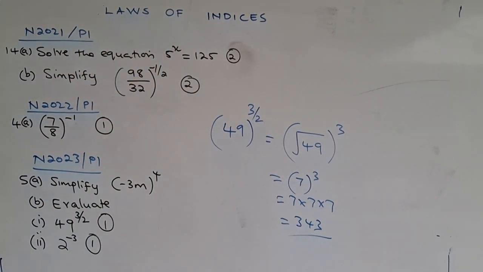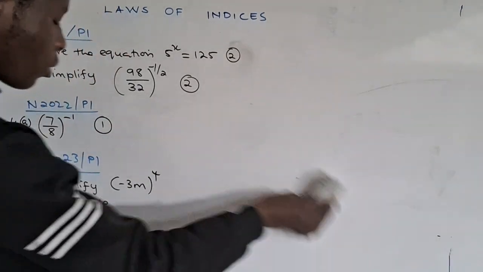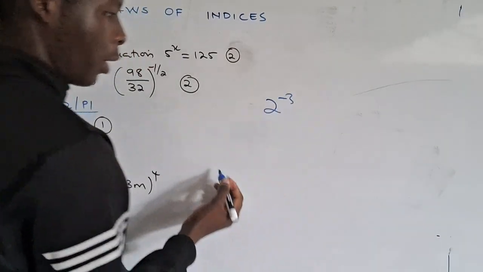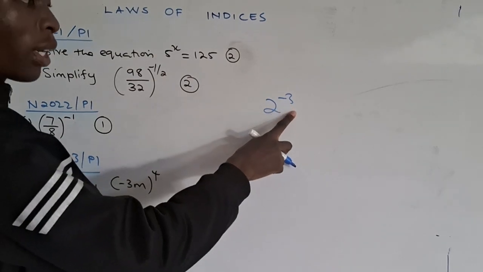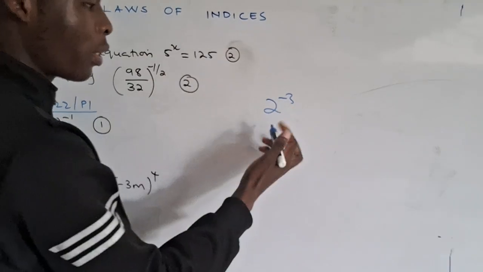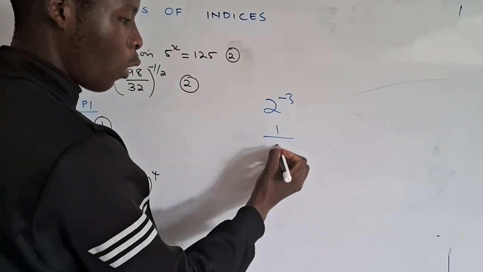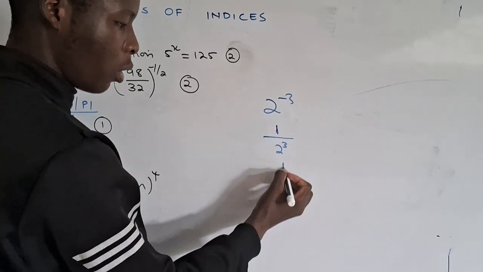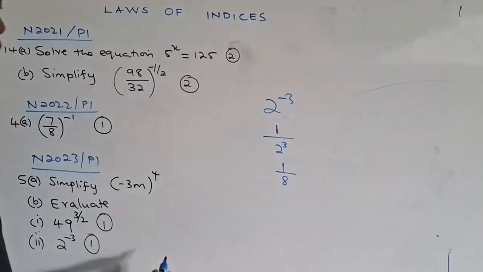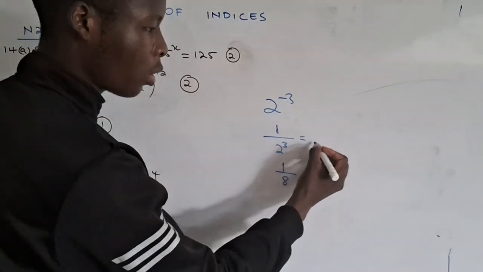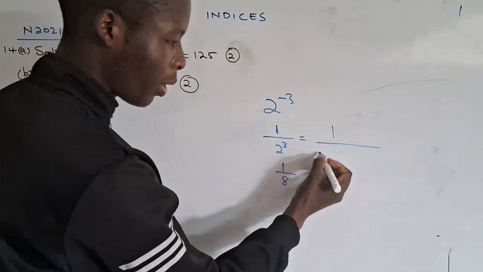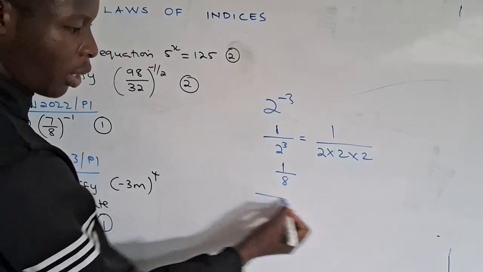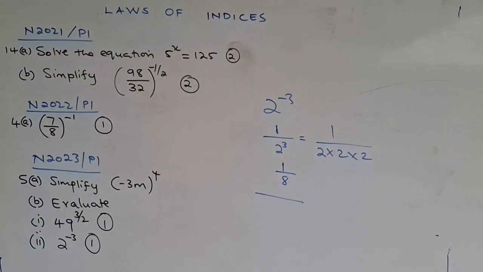Let's move on to the next question. This is 2 to the power negative 3. A number is raised to a negative power. What is the result? The result is 1 over that number raised to a positive power. See, this is equal to 1 over 2 to the power 3. It simply means 2 times 2 times 2, which is 1 divided by 8. This is the final answer.